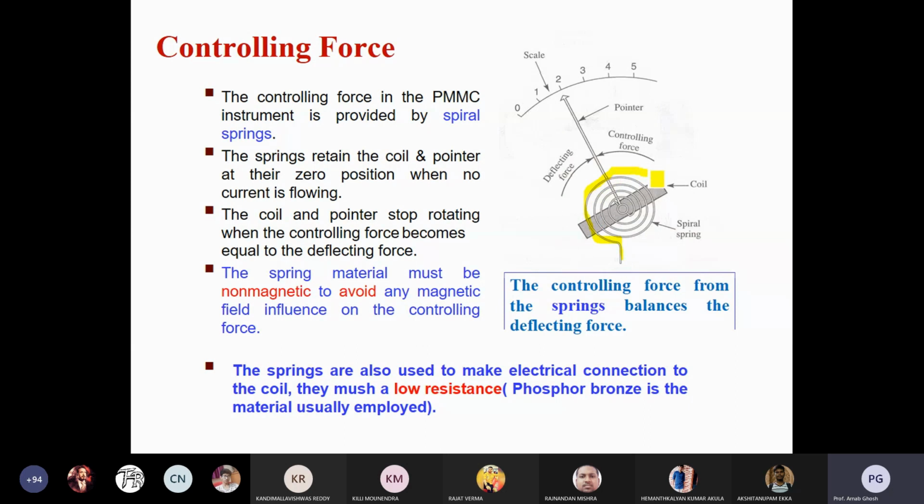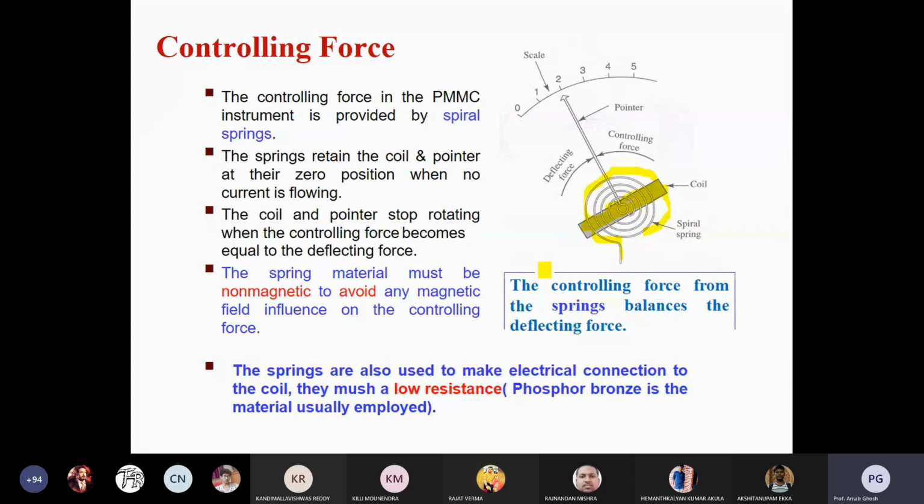Then what happens if the controlling torque is more than your deflecting torque? Again a comparison will be there. If the error is positive, the pointer will be here. You see the pointer, and the scale is there. It's a positive linear scale. Your controlling torque and your deflecting torque are both countering each other. Which one will be more?